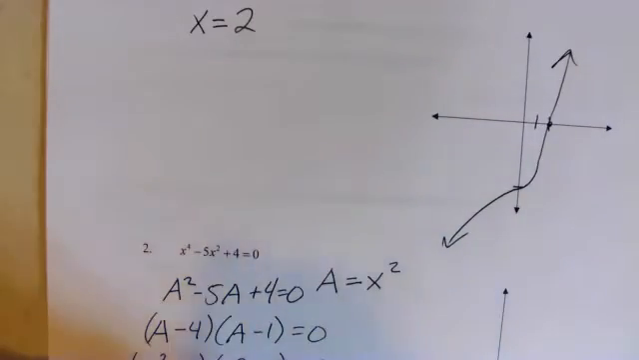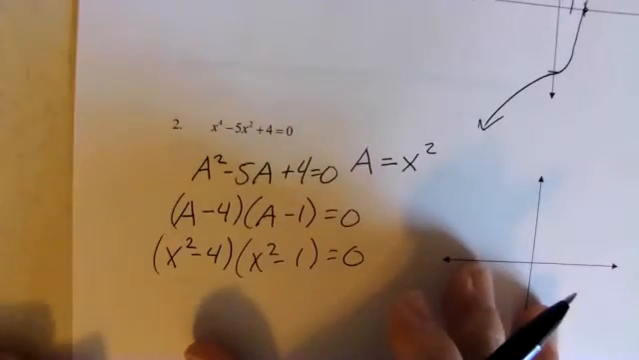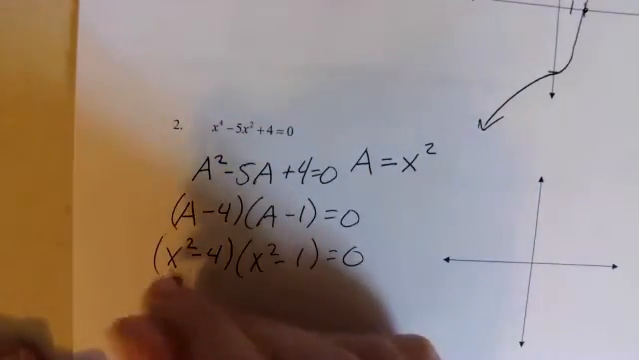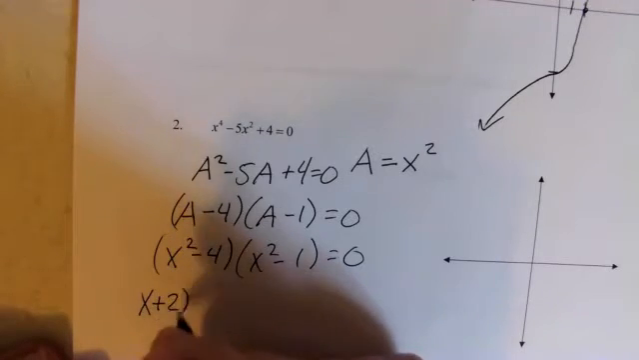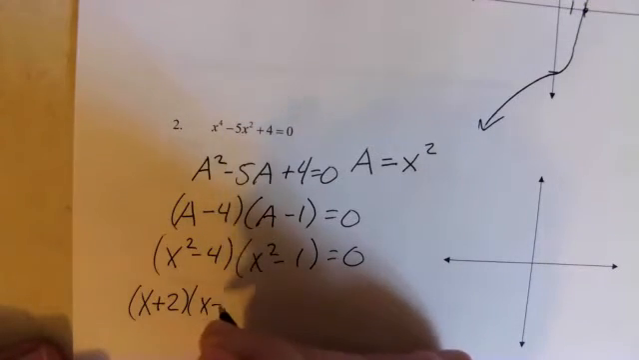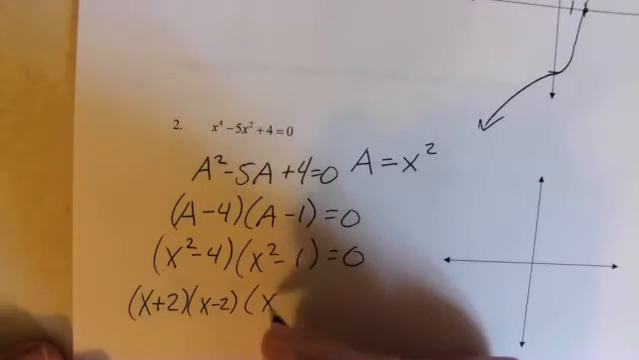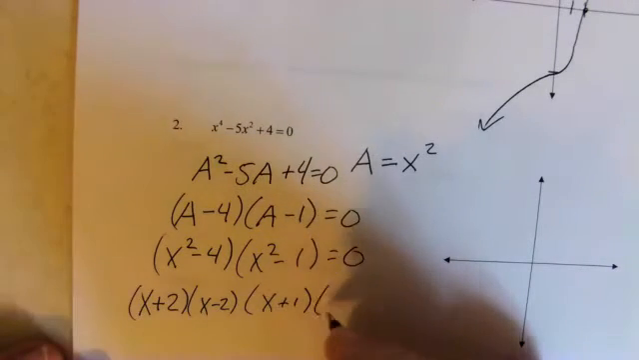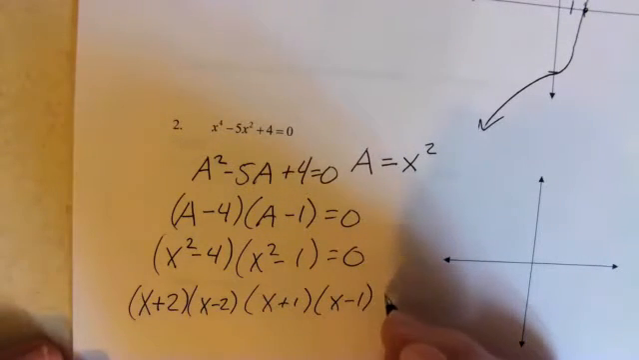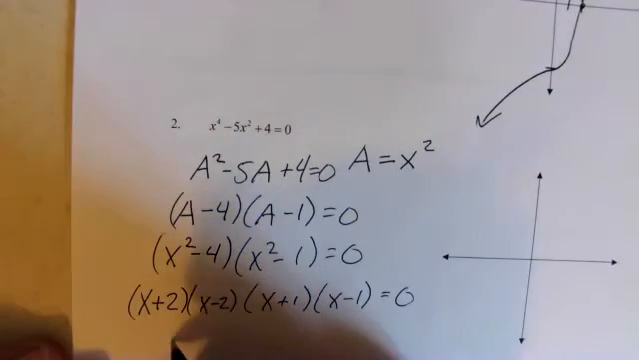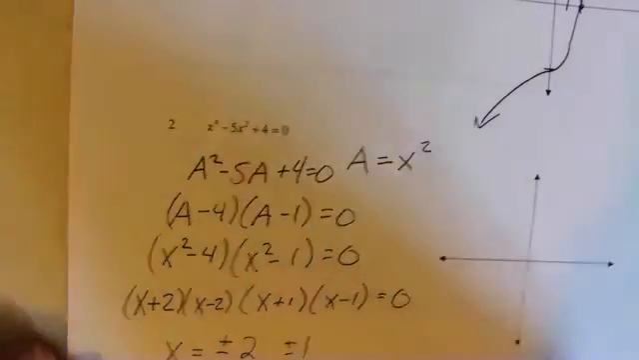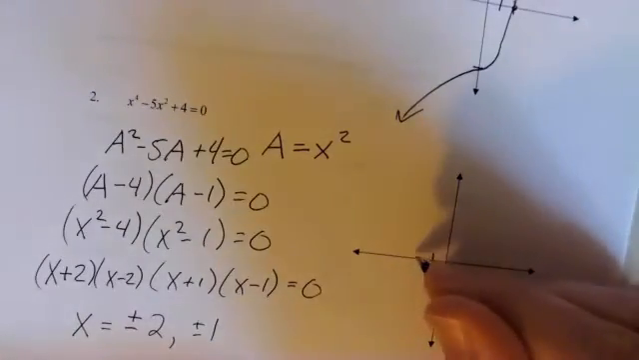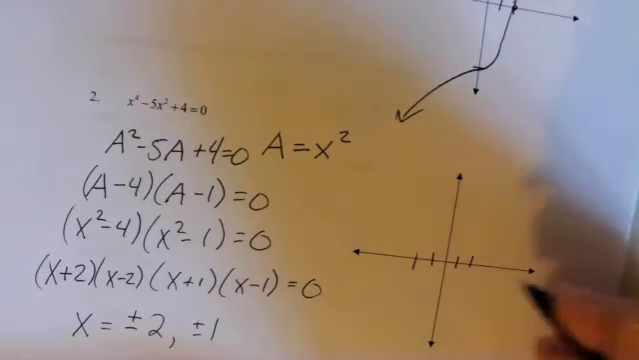This, of course, gives us 2 of our favorite patterns, or our favorite pattern twice, I should say. Difference of squares in both cases. I can write this as x plus 2, x minus 2, x plus 1, x minus 1 equals 0. And we can see that my solutions are nice and symmetric, plus or minus 2 and plus or minus 1. So 1, 2, 1, 2.